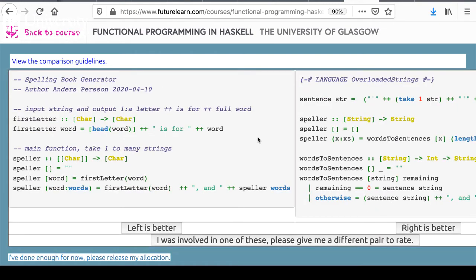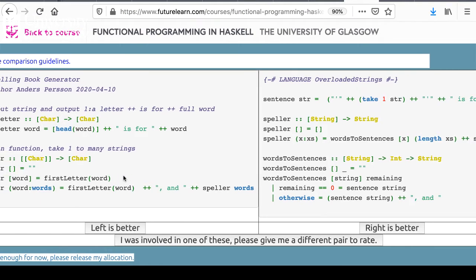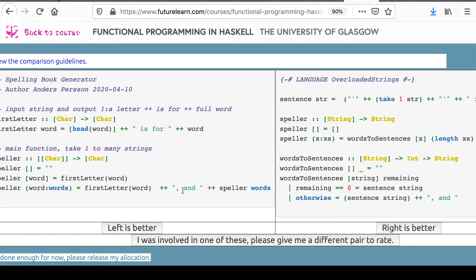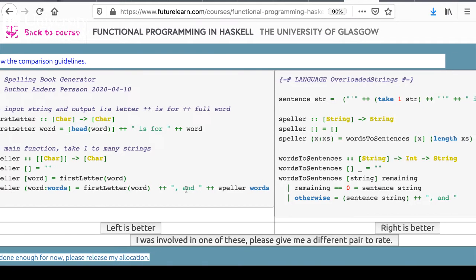So I'm going to have a look at these two exercises. Oops, this person here's put in their name. Sorry, Anders, I didn't mean to embarrass you, I hope I don't. And here we go, first letter, string to string, which takes the head of the word and then adds "is for", plus the word itself. Great, okay. And the main function here is going to produce a string from a list of strings, and we add in the "and" between the phrases here. We always add in "and", so there'll always be "and"s, but really we only want "and" for the last sentence, or the last part of the sentence.